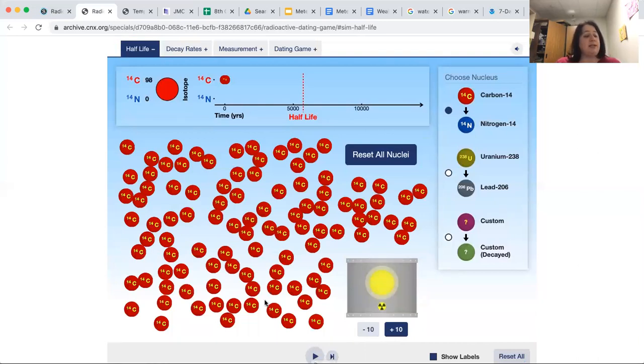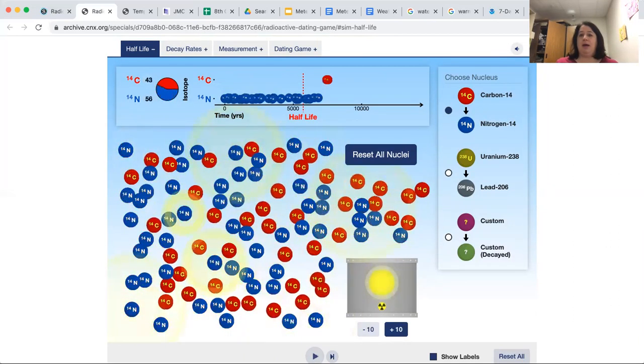I'm going to predict how many carbon atoms are going to exist after 5,700 years, which is one half-life, which is labeled on the graph. Okay, so I want to know what percentage will still be, what percentage will be decayed after one half-life. So I'm going to press play, and then I need to press pause when this reaches the half-life. Okay, and I came close.